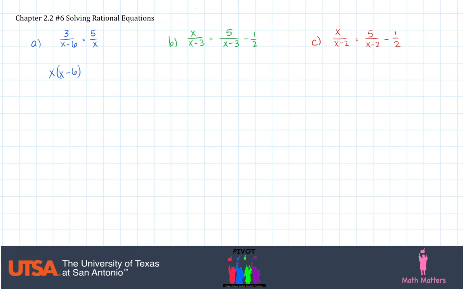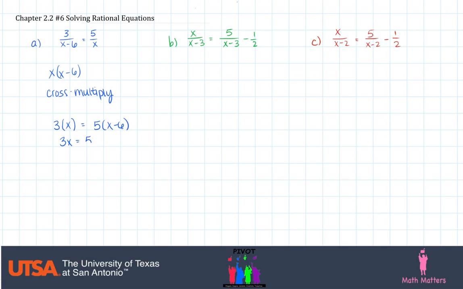Or because we just have one term on one side and another term on the right side, we can cross multiply, which would be the faster, easier way for this kind of problem. So to do that, we would multiply 3 times the denominator on the right side, which would be x, and then we would multiply the 5 by the x minus 6 from the left side. And then from here we can just simplify everything.